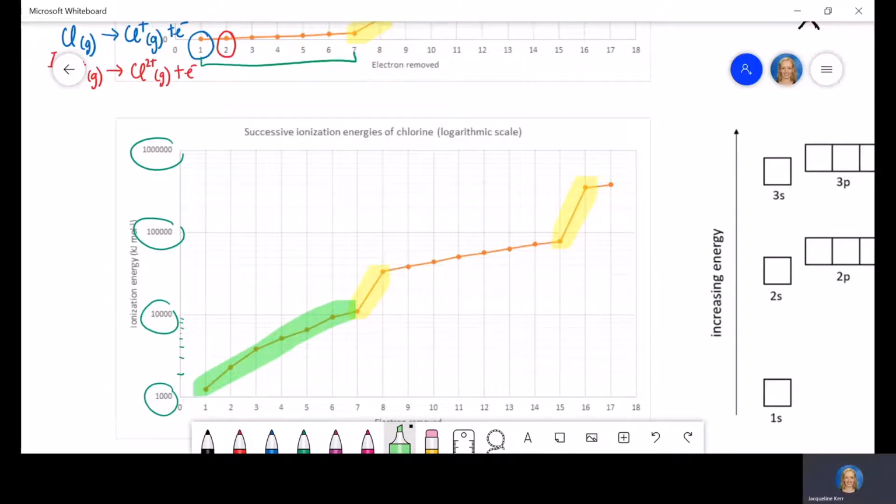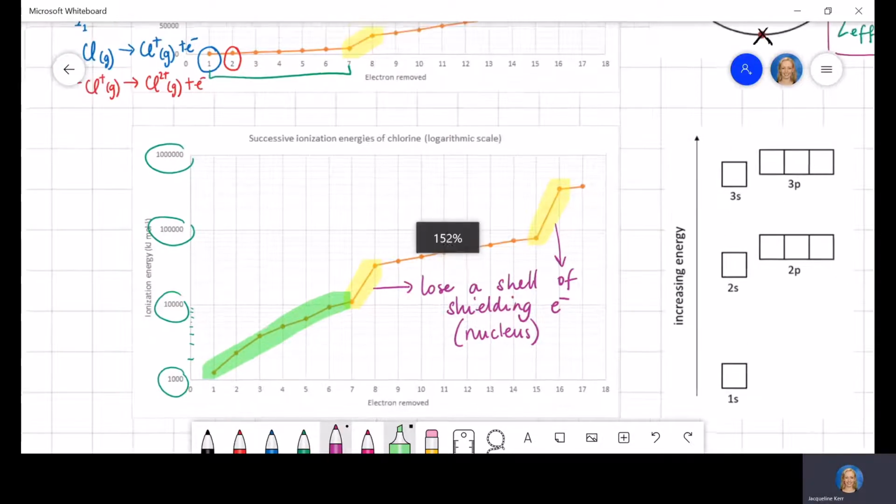So overwhelmingly, our main trend with successive ionization energies is that we are making the ion more positive, so it is getting overwhelmingly more difficult to remove electrons as we go. And the big jumps from principal energy levels and from shells are because we lose a whole shell of shielding electrons every time. So let's maybe annotate that there. And shielding electrons, shielding the nucleus, which is where our positive charges are held, our protons. So that's happening there and there. So that's what happens with a single element.